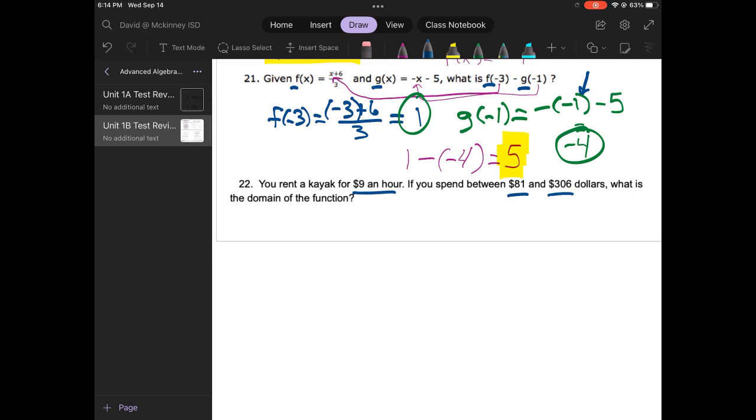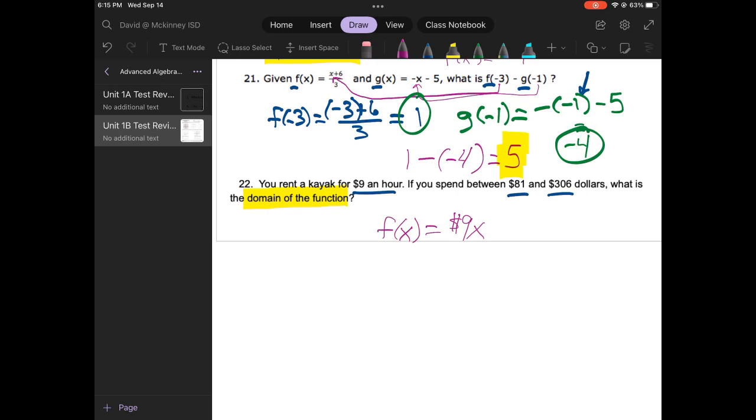Now the last problem: you rent a kayak for $9 an hour, and it wants to know, if you spend between $81 and $306, what the domain of the function will end up being. This is the opposite of the word problem that we had a little earlier on. Remember, f of x is going to be equal to, in this case, $9 times how many hours I happen to work. So my domain is going to be dependent on what my total number of dollars will end up being.